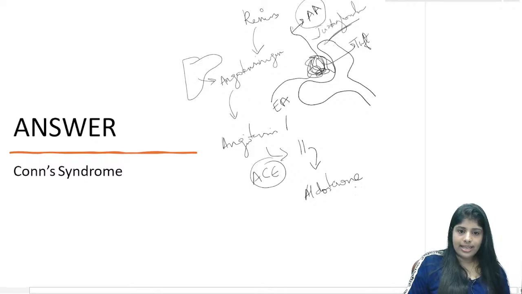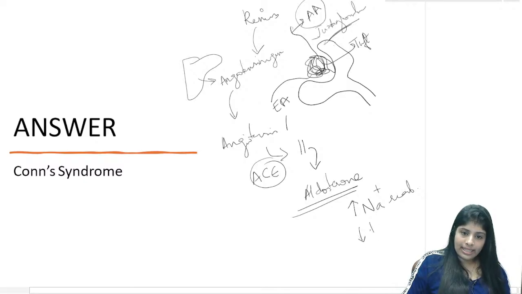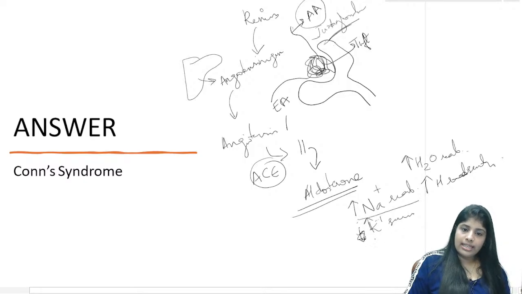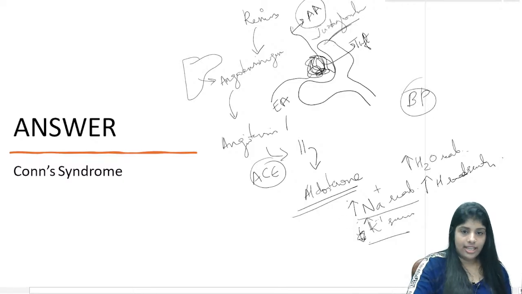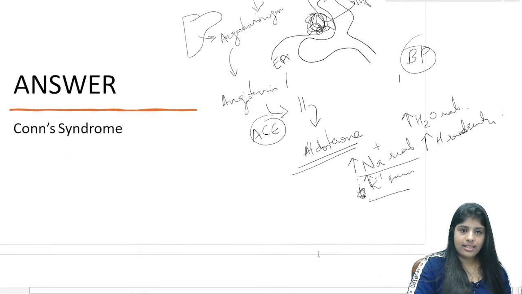So aldosterone is secreted, and what does this aldosterone do? It will increase sodium reabsorption and increase potassium secretion, and when there is increased sodium reabsorption, there is increased water reabsorption also, and increased hydrogen secretion. So what happens? The blood pressure will get regulated. That is what is happening in RAAS, the renin-angiotensin-aldosterone system. Okay. So let's now move on to Conn's syndrome.